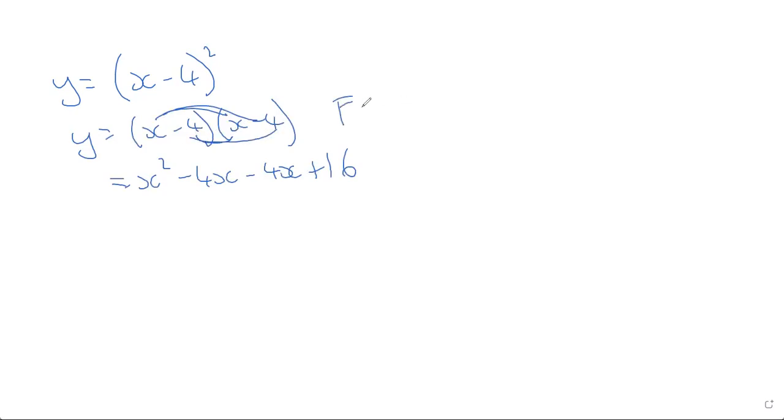Okay, remember FOIL, first, outside, inside, last. And then as people were saying before, this is minus 8x because these two things belong together. Plus 16. Now I can differentiate. Now it is a single term. Well, sorry, and now it's all expanded, right?